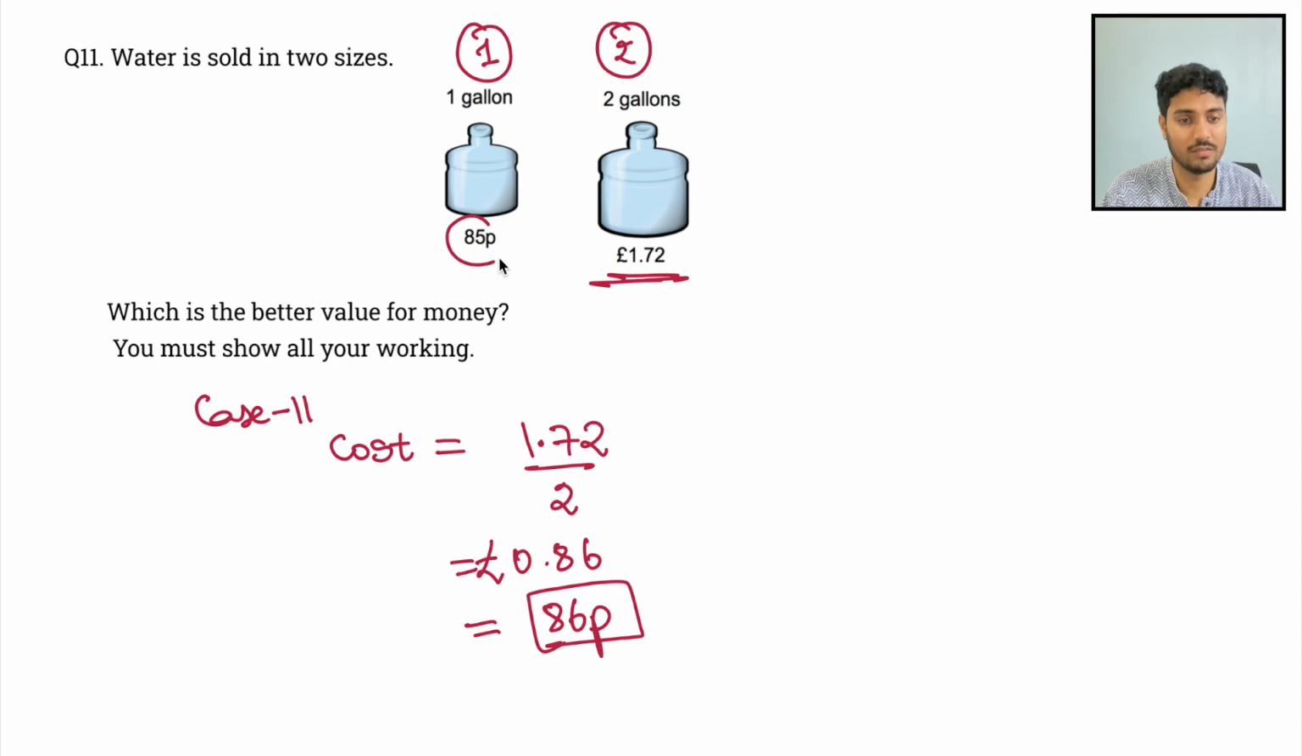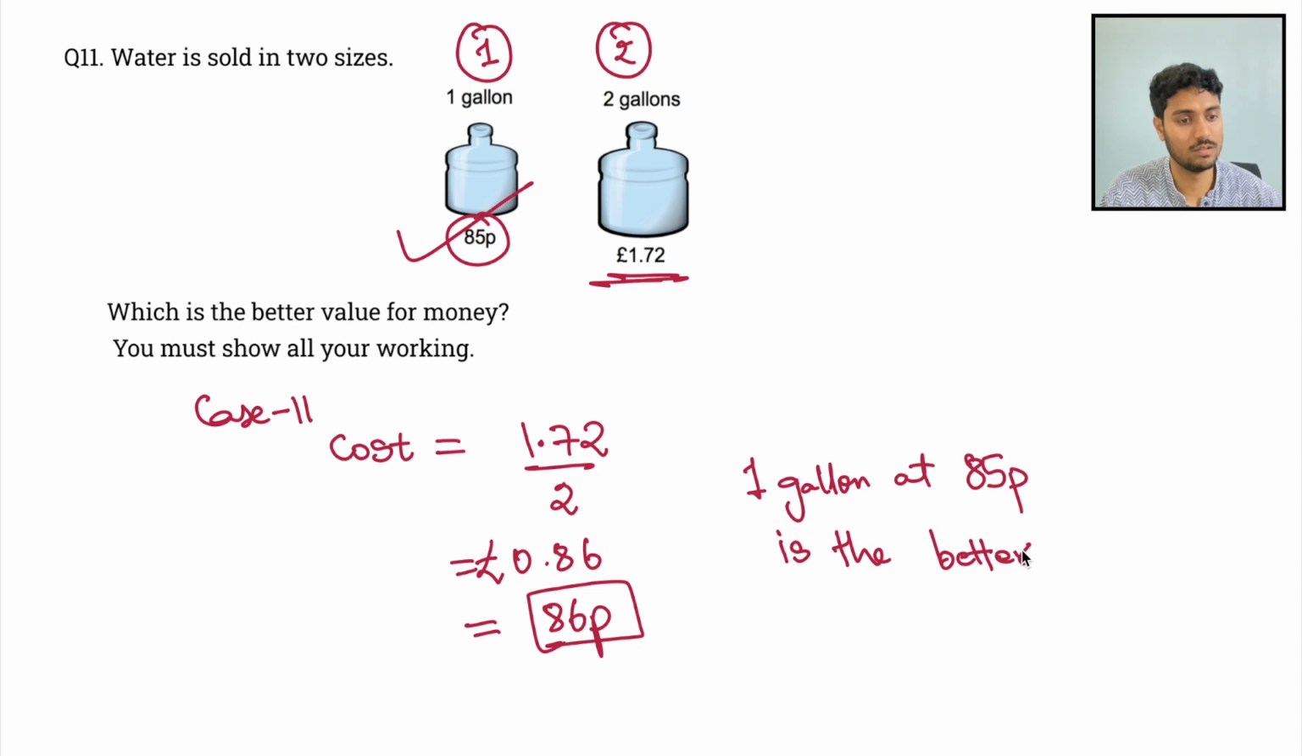But this is for 85. That means the first option with 85p is the best buy. This is the better value for money. We can write 1 gallon at 85p is the better value for money.